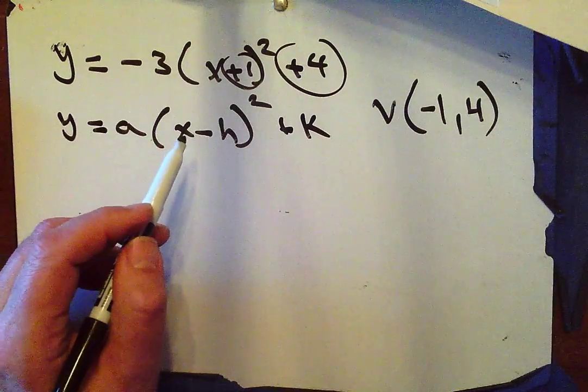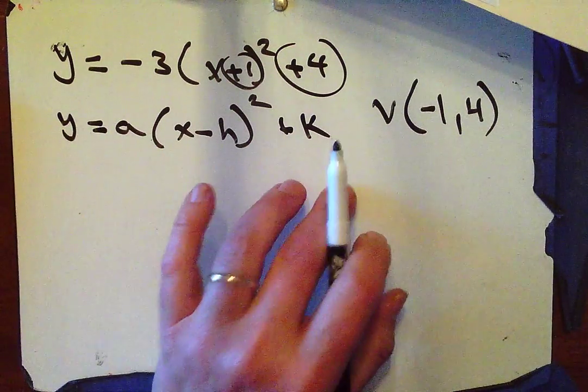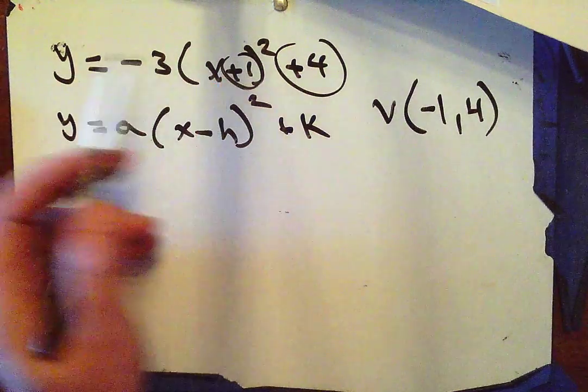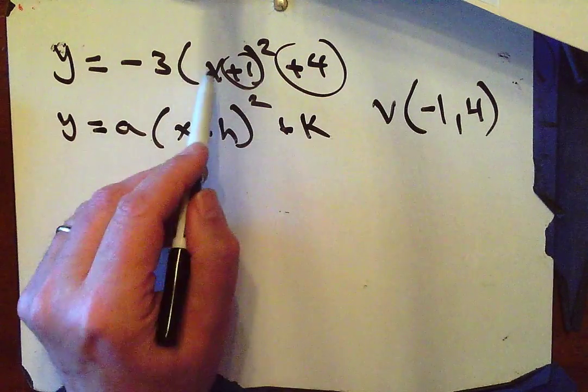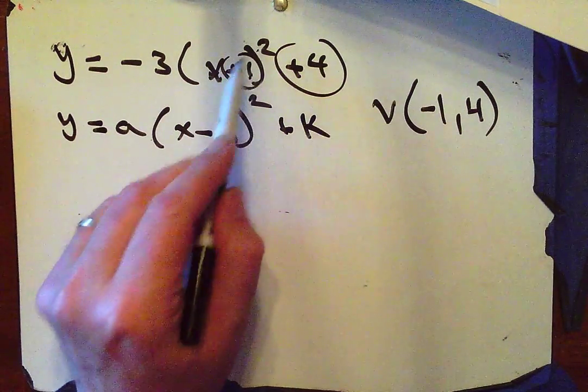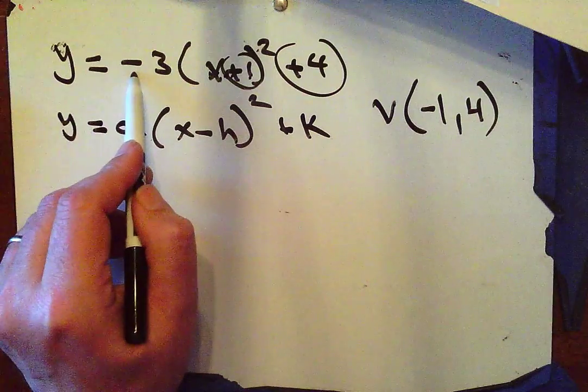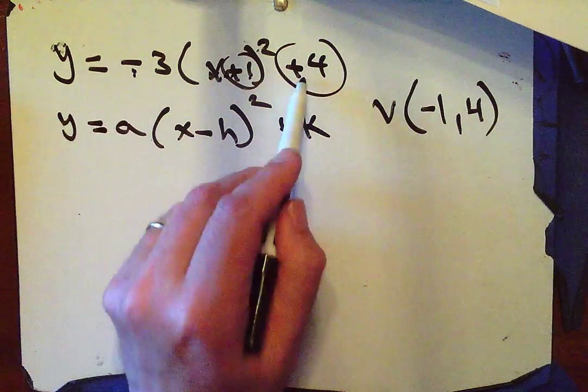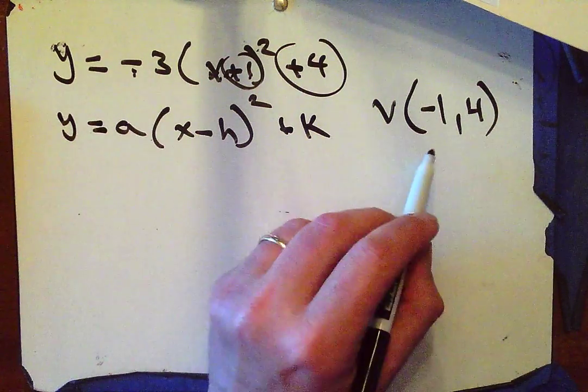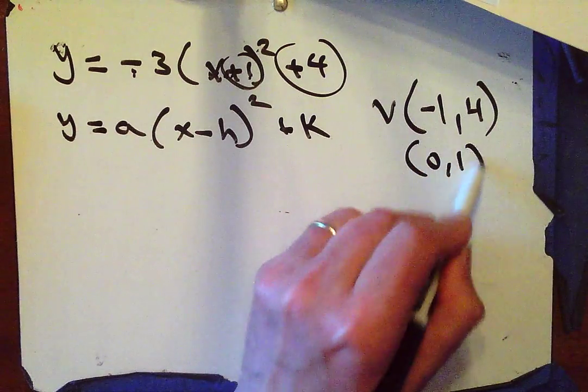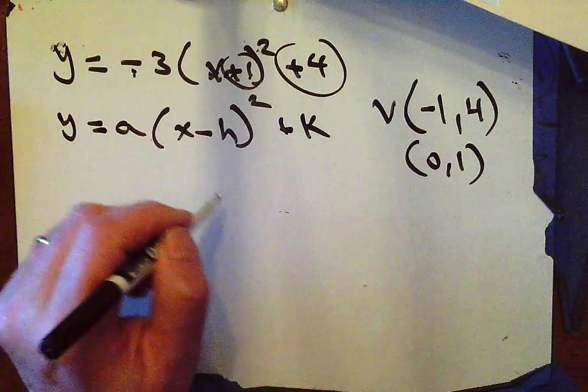And what else do I know? Well, I know that if I plug in x equals 0, I'll find a y-intercept. So 0 plus 1 is 1. 1 squared is 1. 1 times negative 3 is negative 3. And negative 3 plus 4 is 1. So 0, 1 is my y-intercept.